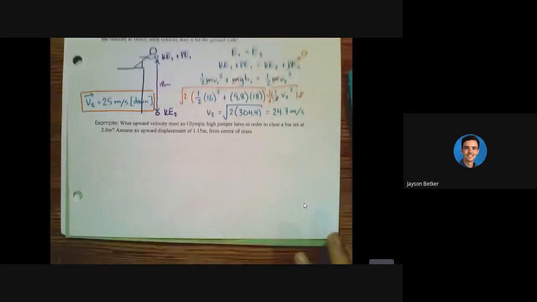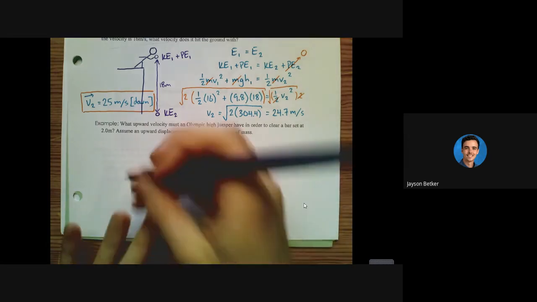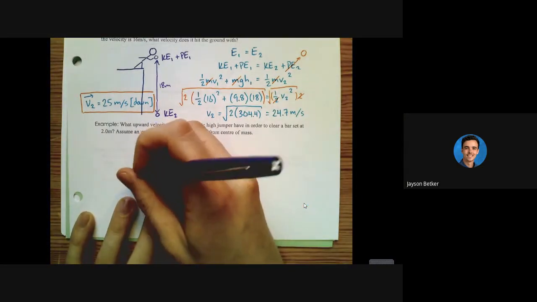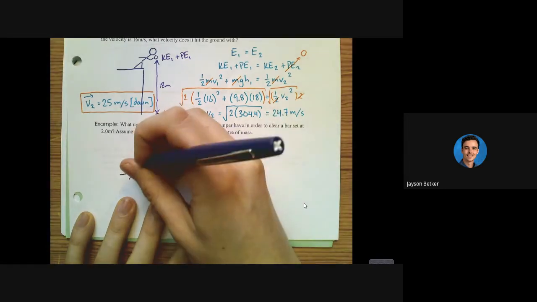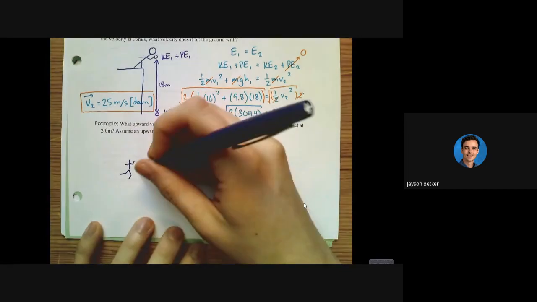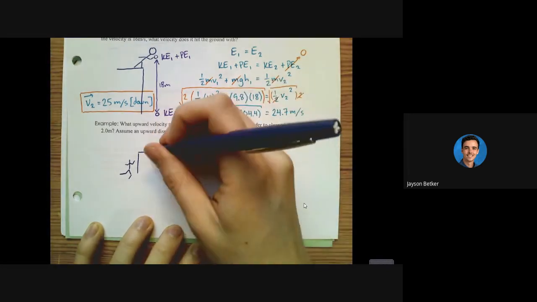Let's do one more problem. What upward velocity must an Olympic high jumper have in order to clear a bar set at 2 meters? Assume an upwards displacement of 1.15 meters from the jumper's center of mass. So let's draw this out. The drawing, I'm going to warn you, is not going to be to scale or anything like that. It's not going to look exactly right. But you've got the jumper right before they're going to jump. Right here. And then they are going to jump up and over a high jump bar, like so.